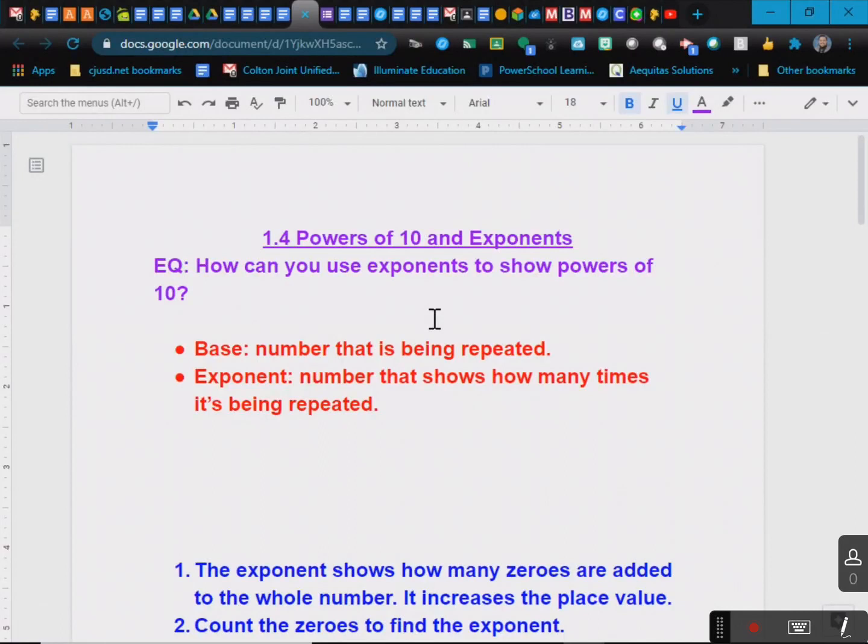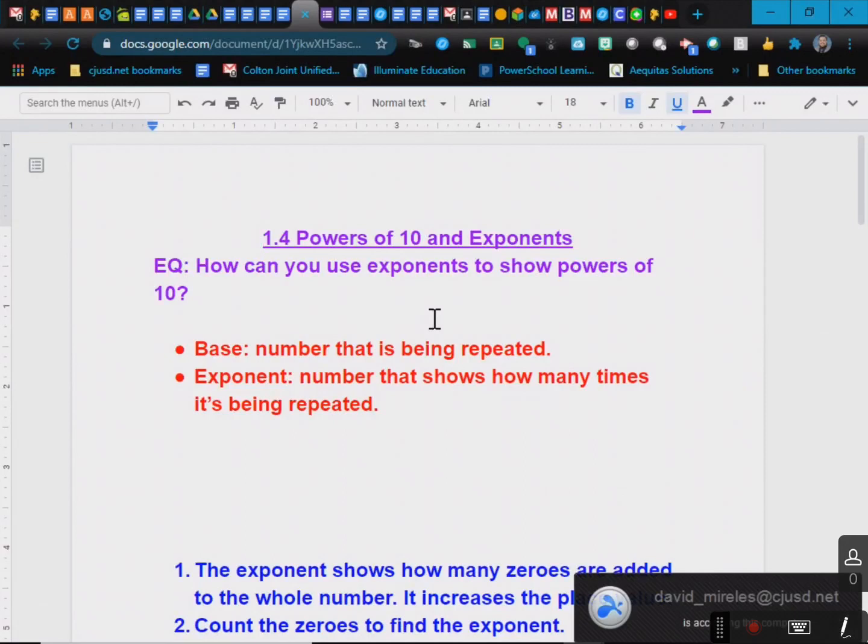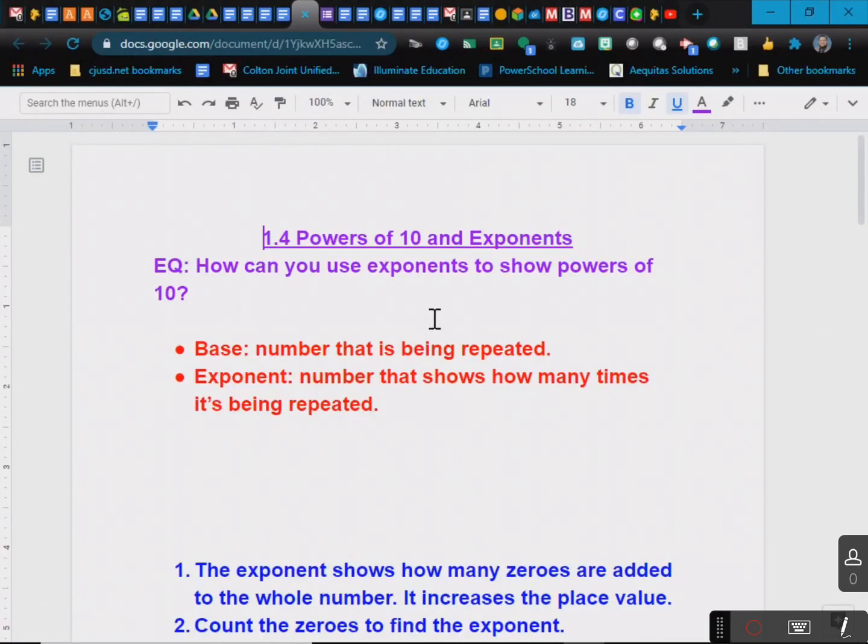The essential question is how can you use exponents to show powers of 10? So the two vocab words are base and exponent. Now base is the number being represented. Exponent is the number that shows how many times that base number is repeating itself.